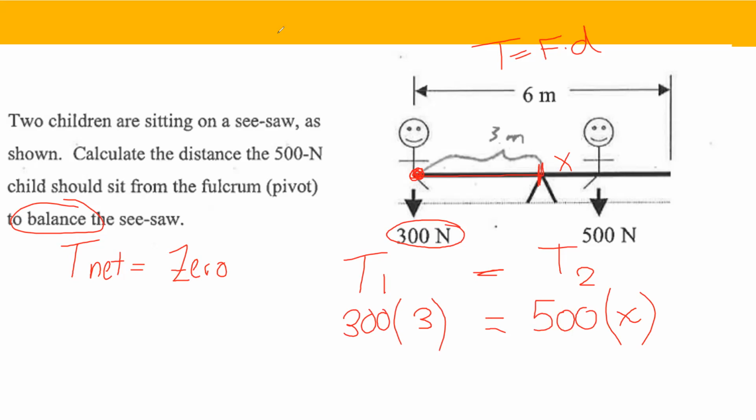Teacher, isn't it also 3? No, we don't know. Here they told you that from this point up to this point is 6. But the boy is changing his place in order to make them balanced. Okay. So then here, 300 times 3, which is 900, equals 500x. So x will be 9/5. So that means the boy should sit at a distance of 1.8 from the pivot point in order to get balanced with the second boy.